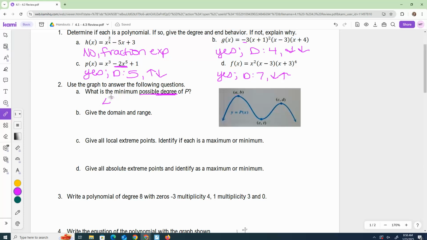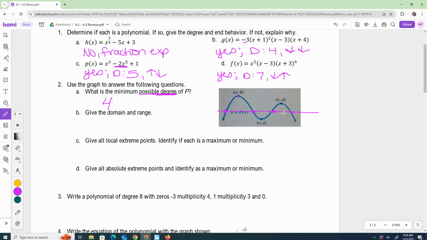Remember, the number of turning points is always 1 less than the degree. Degree is 1 more than your turning points. So how did you find 4 then? There were 3 turning points, and so it would have to be at least power 4. Or another way to think about it, if I drew the axis here, it would hit 4 times. So if it has 4 zeros, it has to be degree 4.